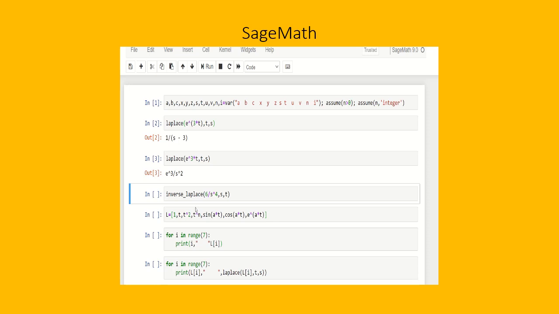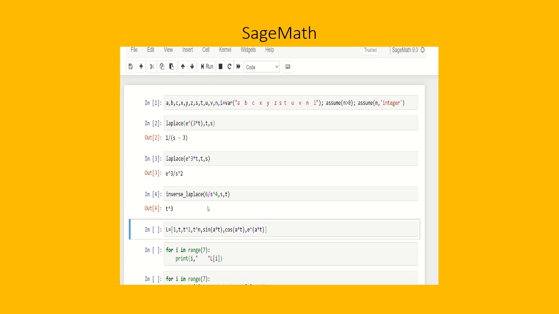Okay, so now let's go down here, and we have the inverse Laplace transform of 6 over s to the 4th. And let's see what happens with this. This capital F of s function basically is a function of s. We want the inverse Laplace transform to be a function of t. So let's run that one, and we get t cubed.